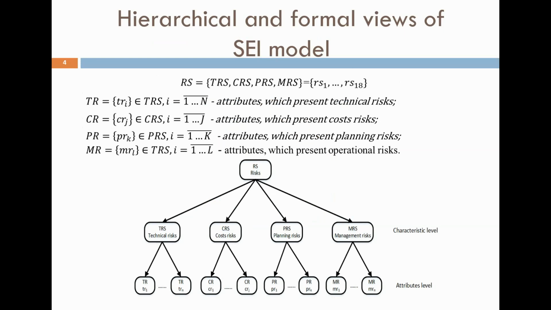We can display the SEI model as a hierarchical structure which includes 3 levels of hierarchy. The highest level, the root, interprets an integral risk. The second level presents categories of risk, and the lowest level of the hierarchy presents attributes like risk description and their measure. For the formal description of the SEI model we might use the theory of sets. Each category is a set of attributes and a set of categories defined in the integral risk related to the software project.